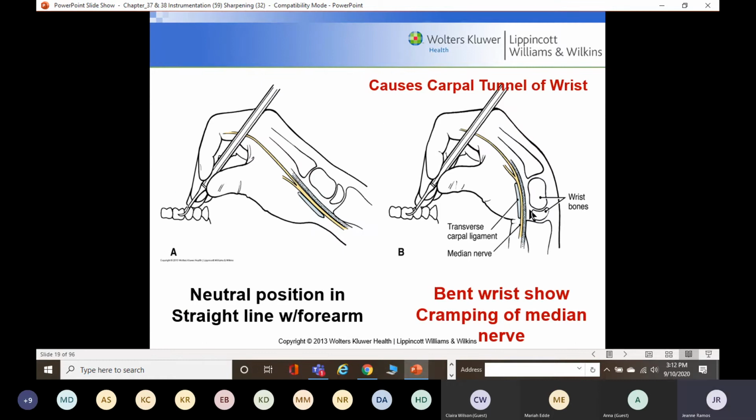So a bent wrist, this is what I mean about it cocked a little bit. You're cramping the median nerve, and that was supposed to be median a while ago, not medium. This is a neutral position in a straight line with the forearm. And if you're noticing it not being in position, start moving your chair. Just start sliding your chair on those wheels one way or the other, and it will straighten your wrist out.